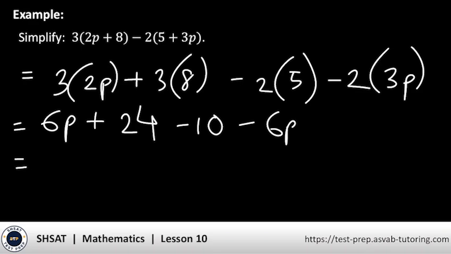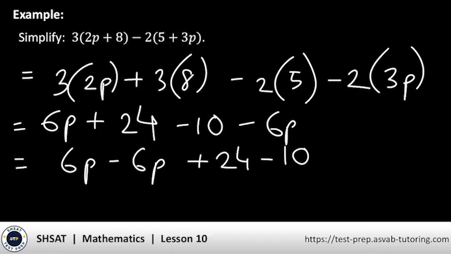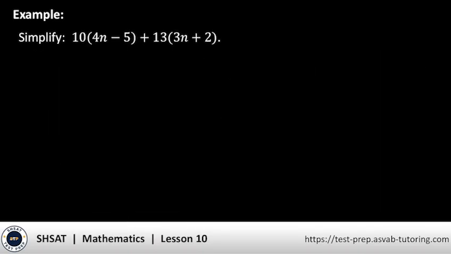So now you see you have 6p here, you have 6p here. You have 24, you have 10. I just put the digits together and the variables together. So 6p minus 6p is going to cancel each other out. And you're ending with 24 minus 10, which is 14. That is your final answer. Moving on to the next question.